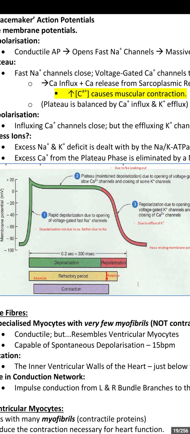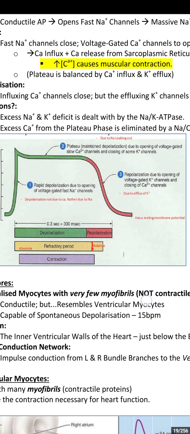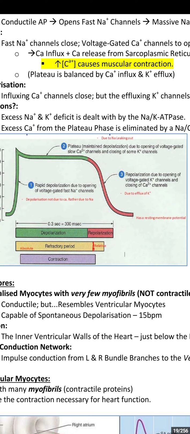So the depolarization, you can see, is about two by three of the graph, and the small phase of one by three of it is repolarization. I can see in the red graph, it has a resting membrane potential. At last, it has a resting membrane potential.